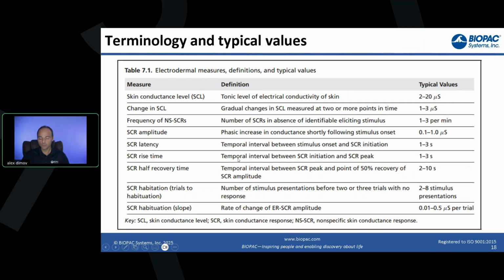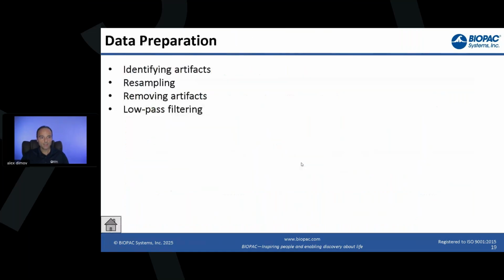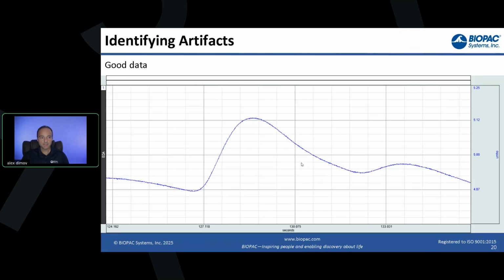I'm not going to go through this entire table right now. This is from the Handbook of Psychophysiology, and I highly recommend that you all get the handbook and read the EDA chapter, because you need to have that background knowledge to help you, first of all, identify artifacts. And let's see what good data looks like and what are some examples of bad data.